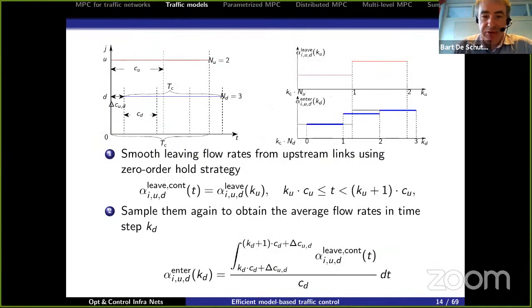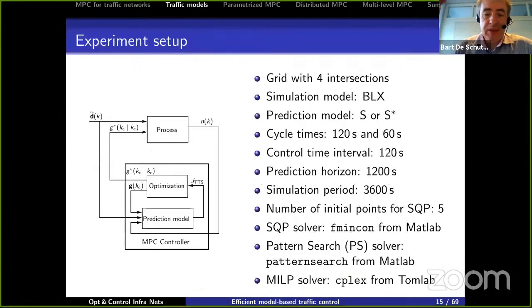This slide I'm going to skip. This is the interfacing between 2 intersections. And we are going to consider a very simple setup. So we have a grid with 4 intersections. The simulation model is actually also macroscopic, but with a simulation time of 1 second. So it's much more accurate than the S model. And we consider cycle times of 2 minutes or 1 minute. And the prediction horizon is then 10 cycles, and we simulate for an hour.